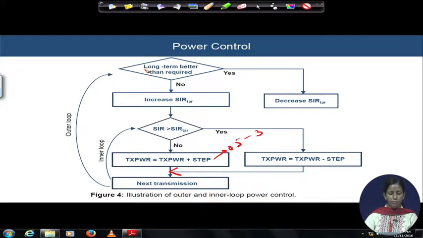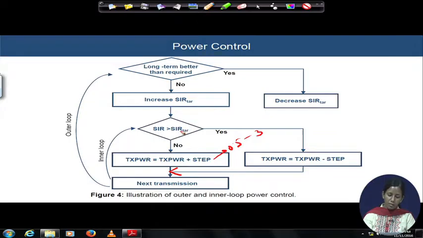In the outer loop, it is a long term quality that is required, and we check it over the long term, whether the signal to interference ratio is better than whatever is required or not. If it is better, yes, then you can decrease the target signal to interference ratio a little bit, and otherwise you increase it, and then you run the inner loop. So, before measuring the SIR for each and every cycle, you first check the outer loop once. Once the outer loop is done, then you come here.